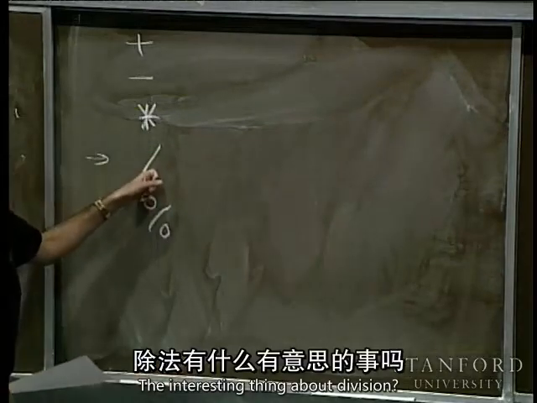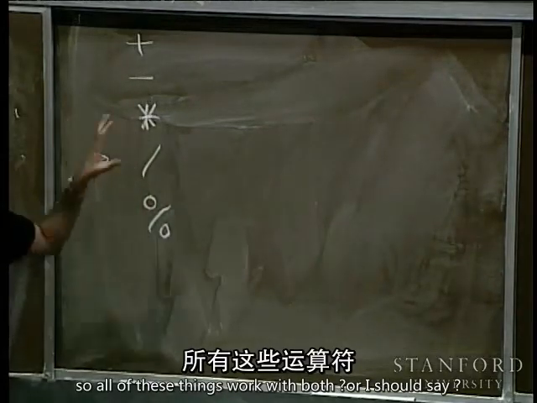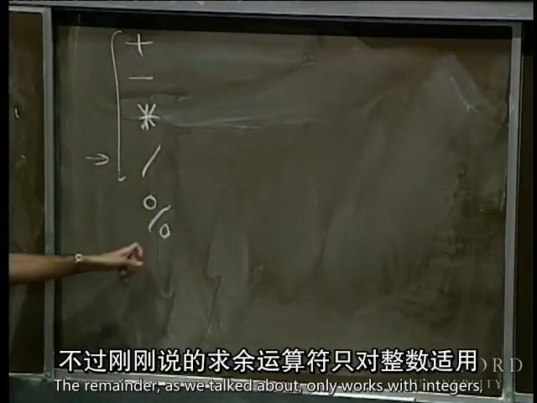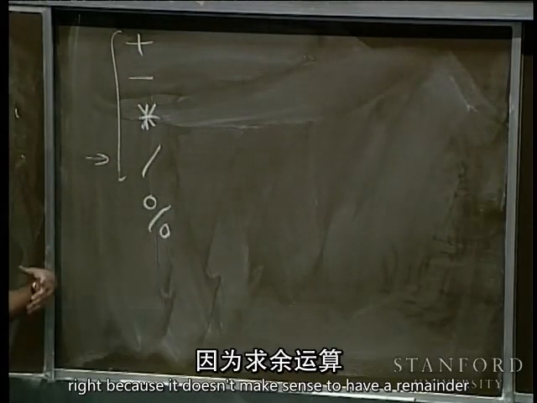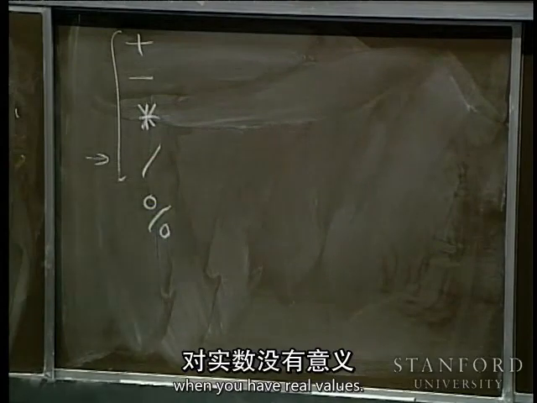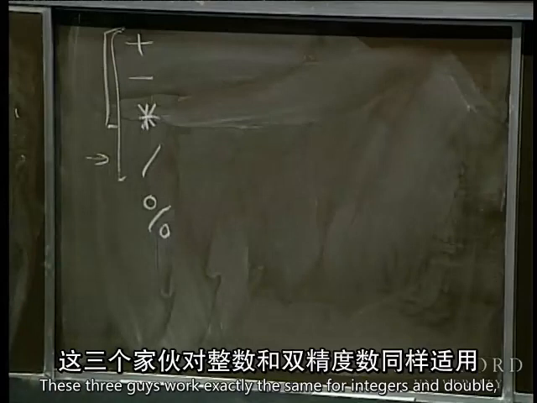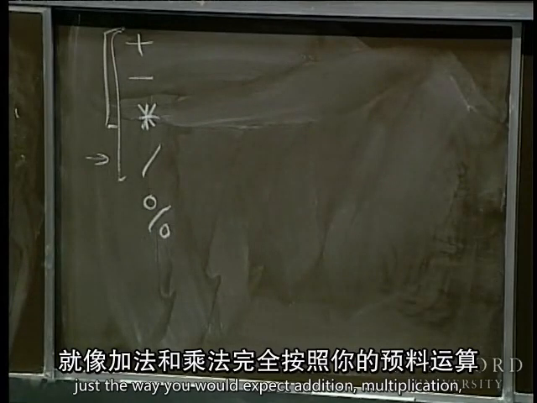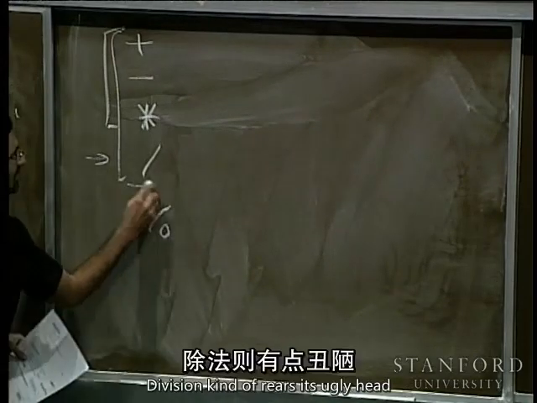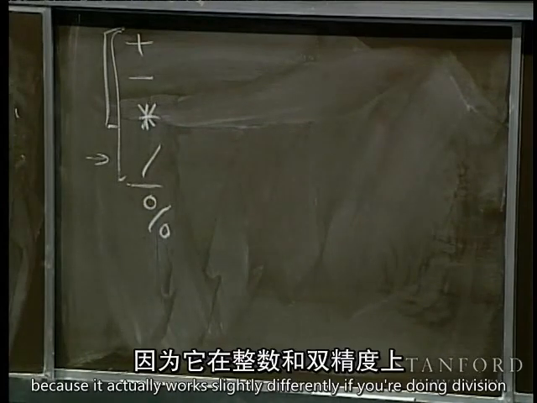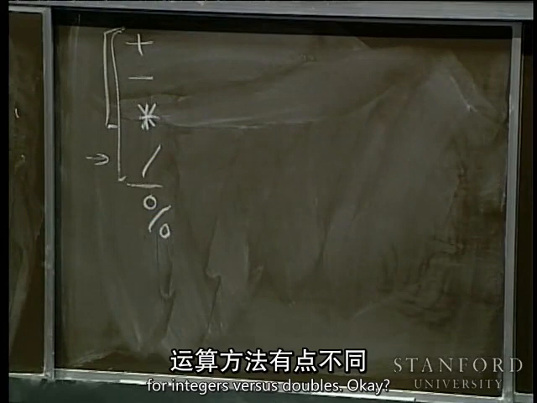The interesting thing about division, so all of these things work with both, or I should say all of these work with both integers and doubles. The remainder, as we talked about, only works with integers, right? Because it doesn't make sense to have a remainder when you have real values. And these three guys work exactly the same for integers and doubles, just the way you would expect addition, multiplication, all that happy stuff to work.